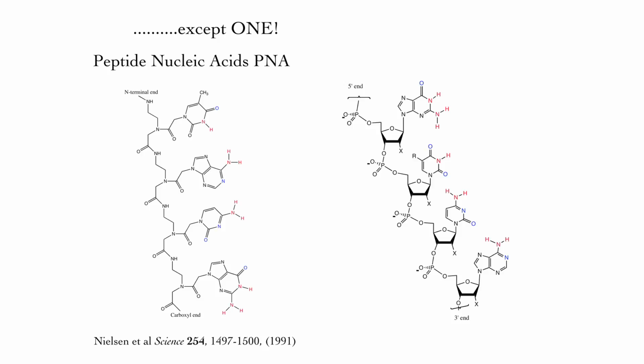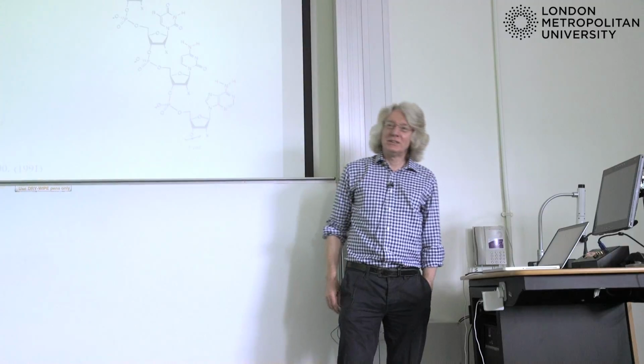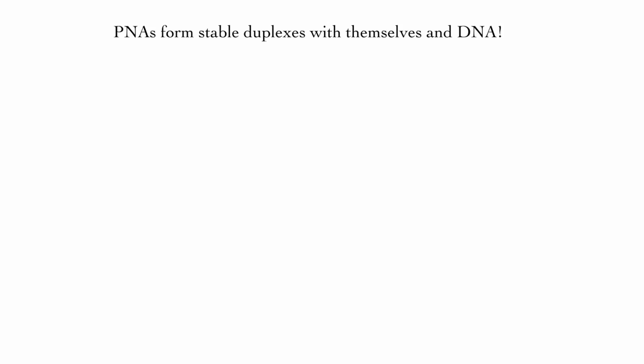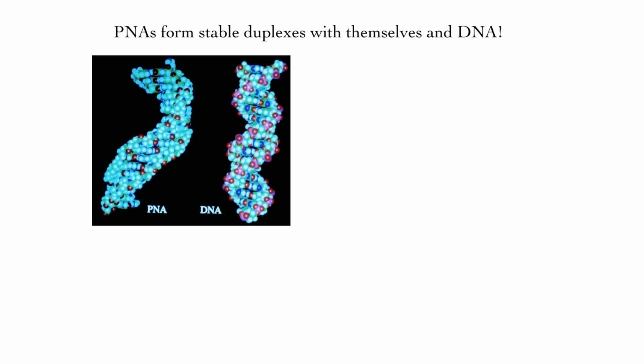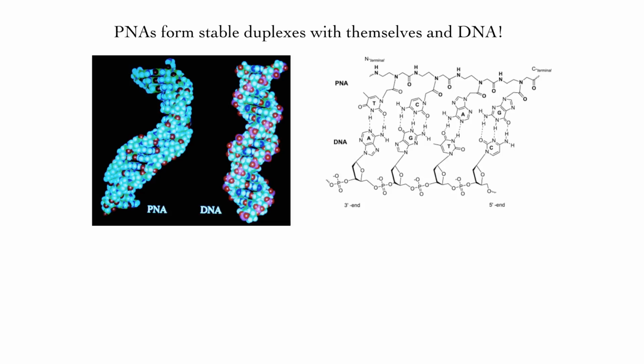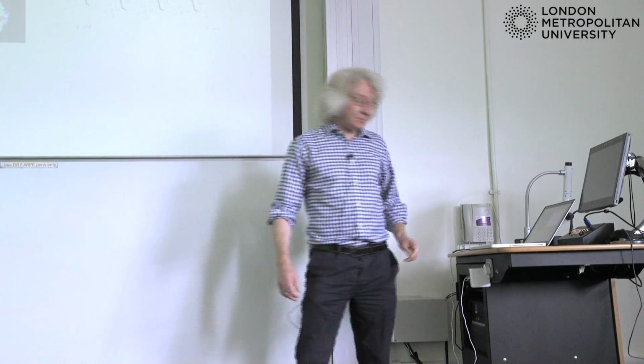This was Peter Nielsen, it won Molecule of the Year in Science in 1991. Now, these peptide nucleic acids form duplexes with themselves and with naturally occurring DNA and RNA. There's a model of the PNA duplex with a DNA duplex on the right. So, basically, could this be an alternative to naturally occurring DNA and RNA as a genetic information storage system? Well, the answer is no.